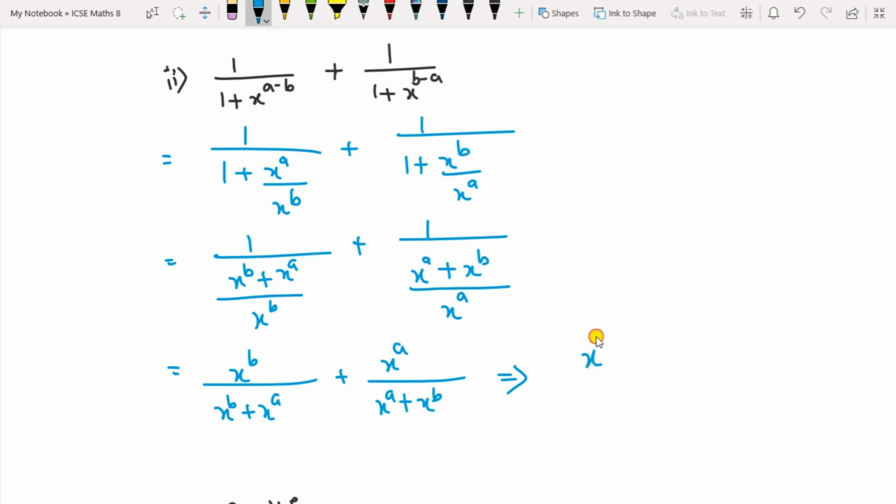So this will become x raised to a plus x raised to b, and rearrange the denominator. You can write 2 plus 3 or 3 plus 2, it is one and the same. So x raised to a plus x raised to b. Now this whole bracket gets cancelled here, so it is 1.